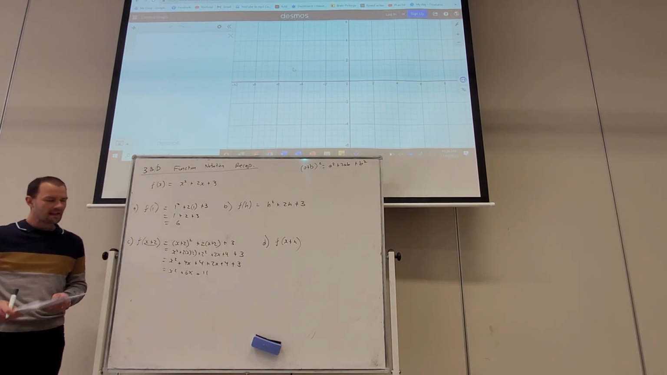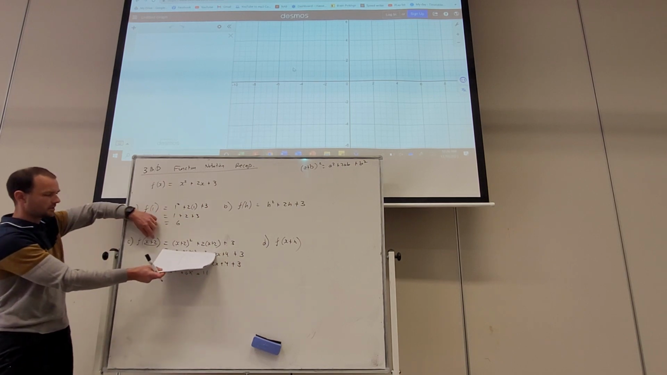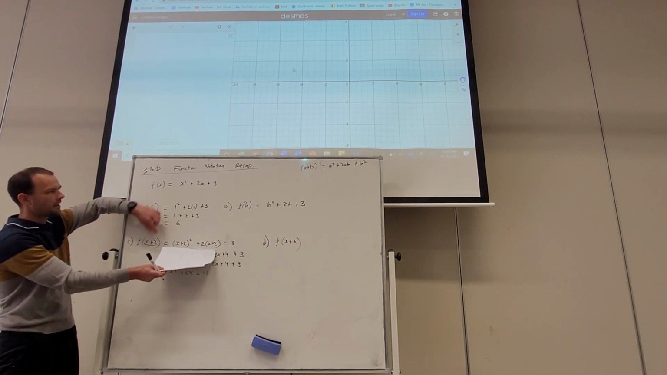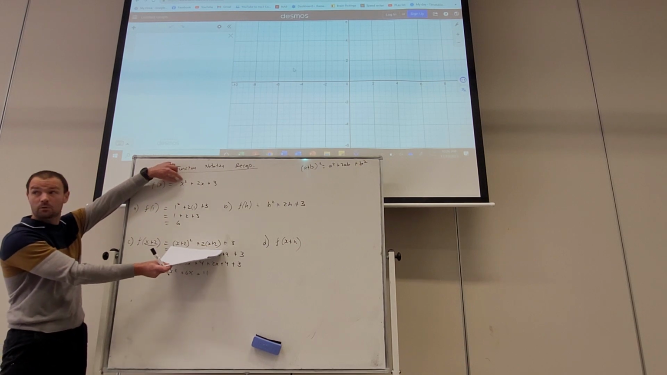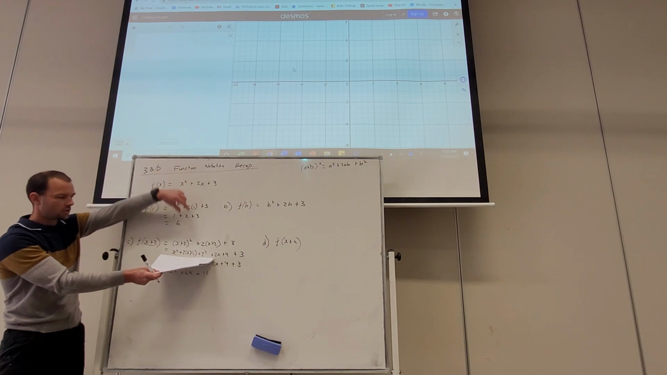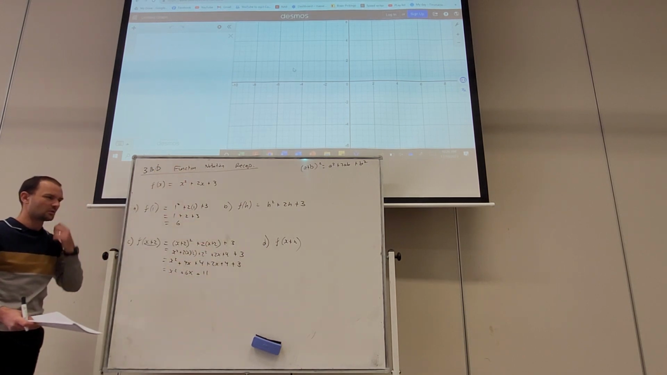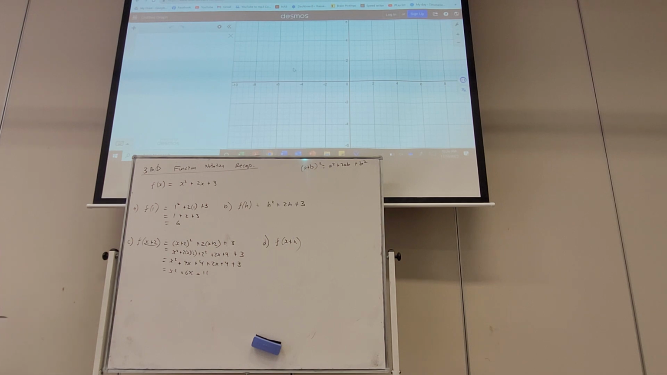The main skill I want to emphasize here is the substitution of x plus 2. We're putting that everywhere there's an x. So that's what you need to be able to see, the link there. The expansion is going to be something that pops up throughout the exercise as we're doing it.